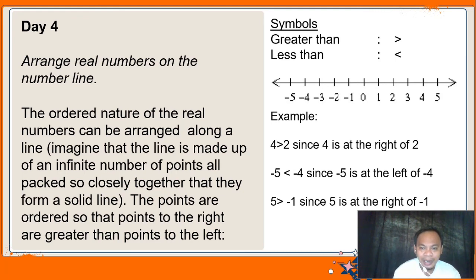Okay? Then last, we have 5 is greater than negative 1. Since 5 is at the right of negative 1, saan po si 5? Ito si 5. Ito si negative 1. 5 is nandun sa right side ni negative 1. So therefore, 5 is greater than negative 1.